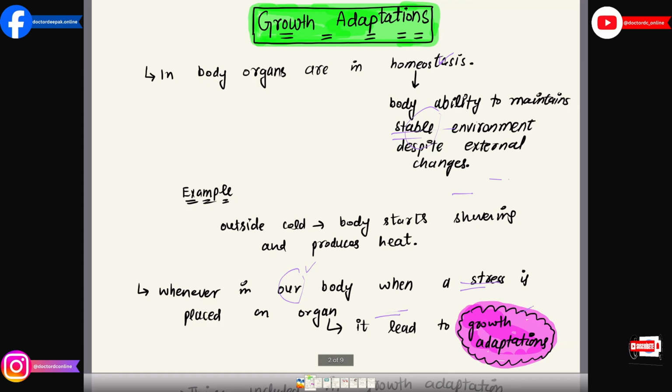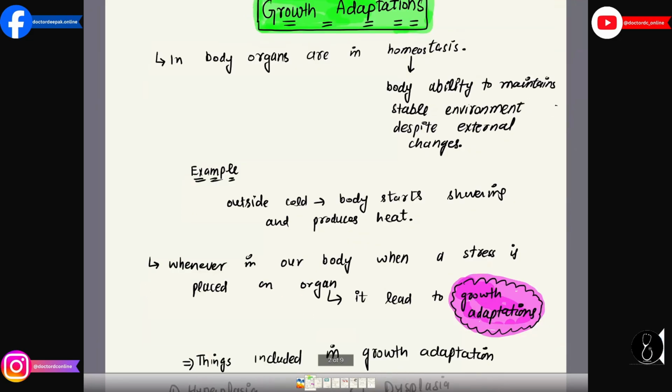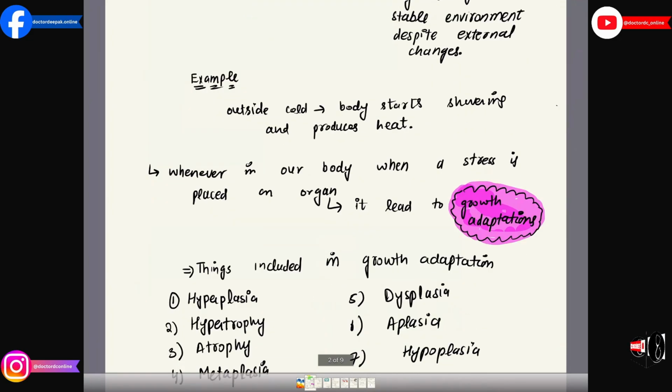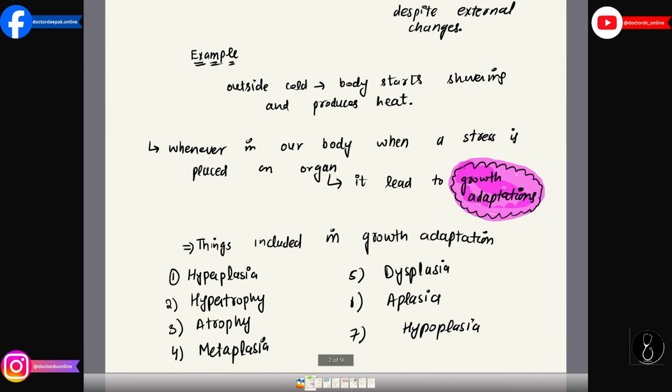So what is growth adaptation? You can say it is a type of change in the organ when stress is placed on the organ or any kind of cell. What are the changes included in growth adaptation? Here I mentioned the changes that occur in growth adaptation. First is hyperplasia, second is hypertrophy, third is atrophy, fourth is metaplasia, fifth is dysplasia, sixth is aplasia, and seventh is hypoplasia.